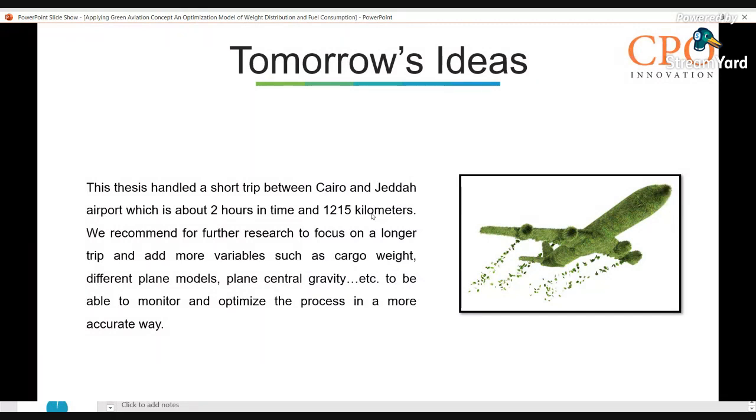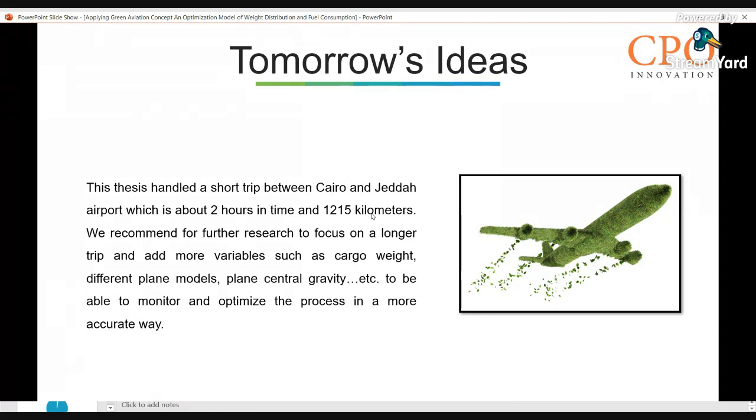So this thesis handled a very short trip between Cairo and Jeddah airport. The trip is just 2 hours in time and around 1,215 kilometers. So we recommend for further research to focus on a longer trip and to add more variables.